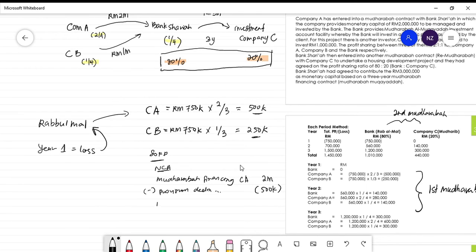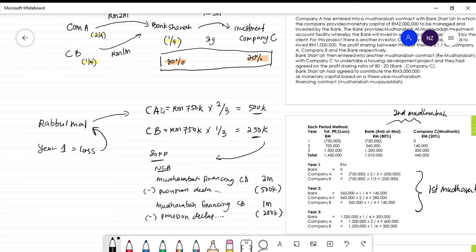Right. Dan kalau the second mudharabah financing, CB ni lah, company B ni, dia provide 1 million. Right, so awak akan tolak the losses tadi tu bawah CB punya ni lah. Ni awak kena tulis panjang lah. Saya tulis macam ni. Loss dia is 500k. So this is how you like transfer the amount of losses to SOFP. Okay. Itu hanya untuk year pertama.